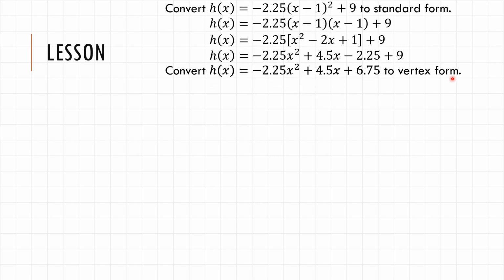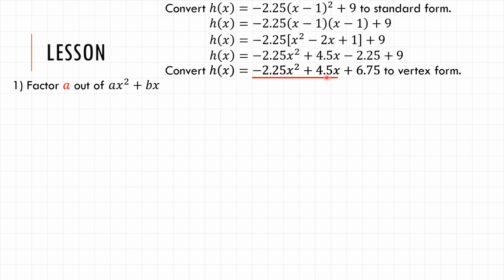Converting it back to vertex form, though, is much more difficult. It's a process called completing the square. And the first step is to look at just the first two terms here and factor out the a value. The a value is always the number that's in front, or the coefficient of x squared.